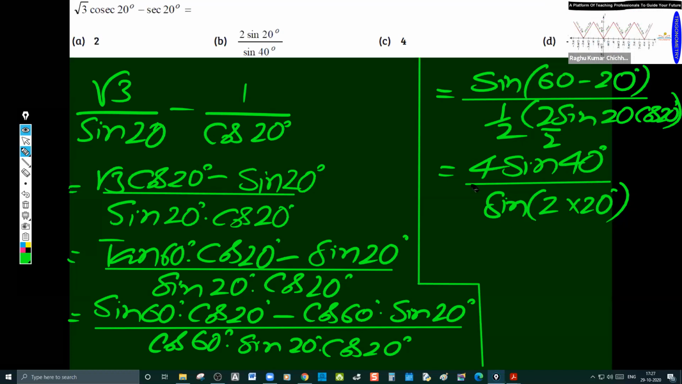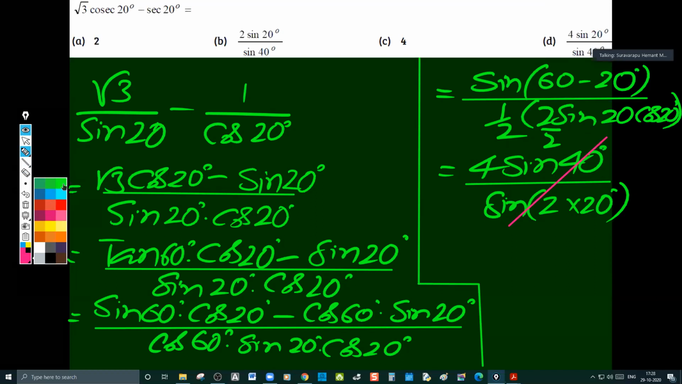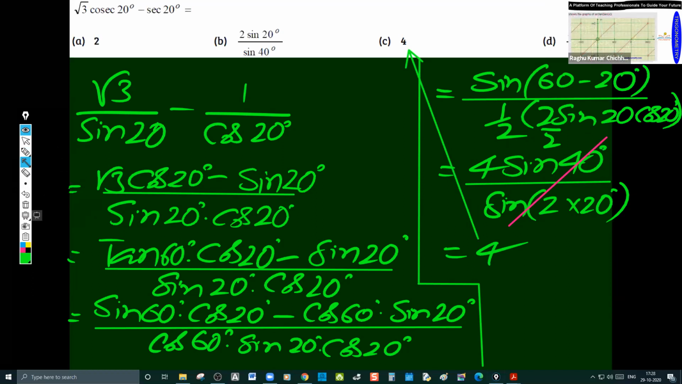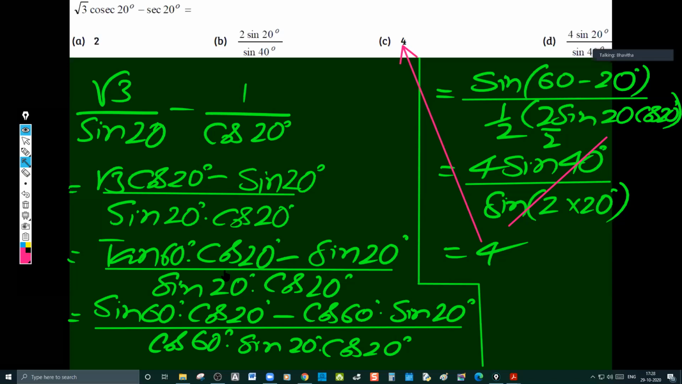This 4 brought to the numerator. 4 sine 40. And denominator is 2 sine A cos A, sine 2A, sine 40. So what is that term getting cancelled here? This is sine 40 getting cancelled. What is the final answer, please? 4, sir. That's it. So I hope you understand this. Any doubt in this, please? No, sir.